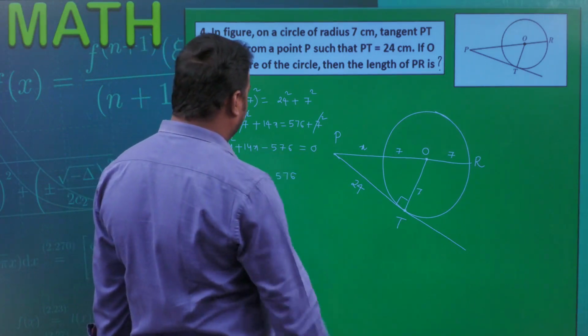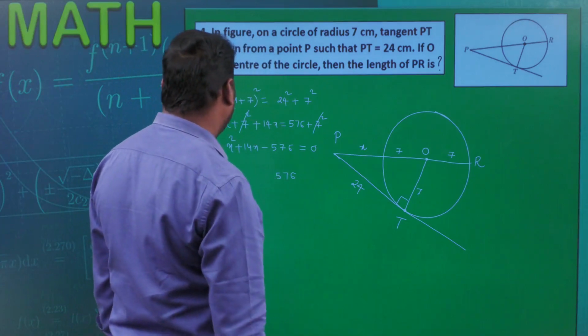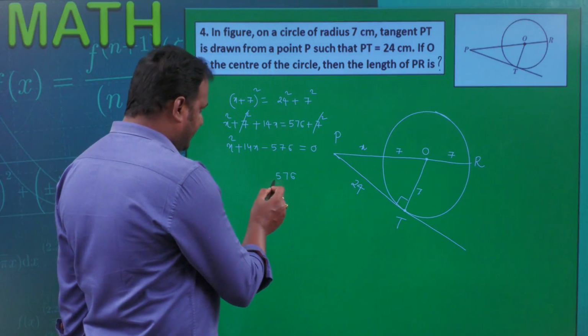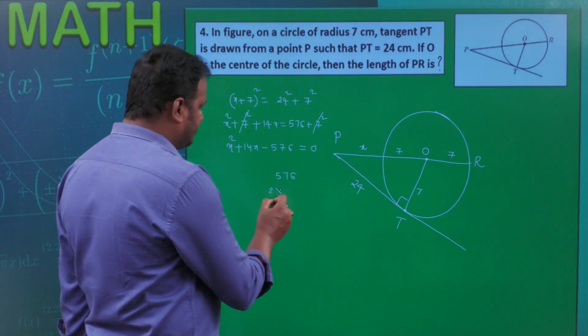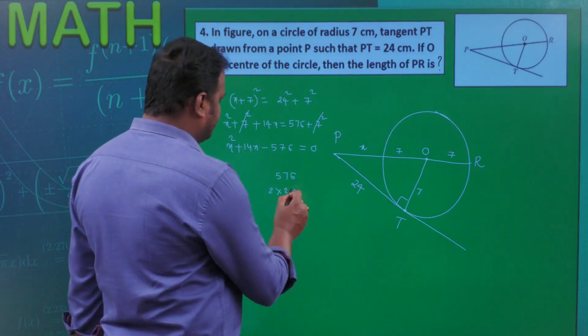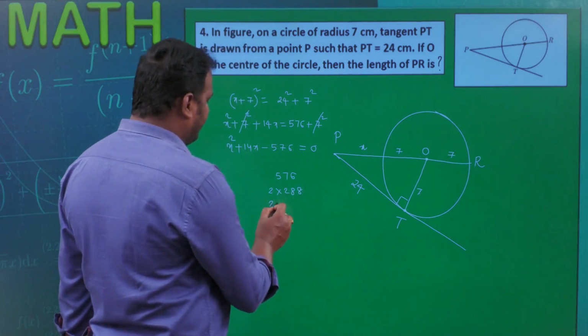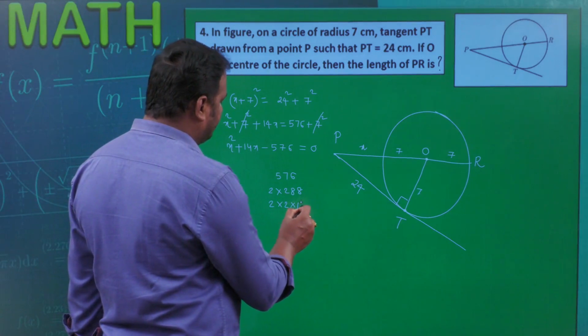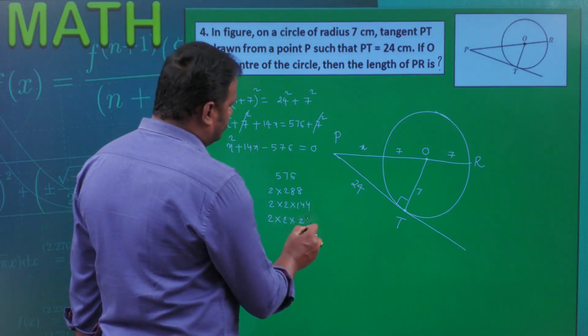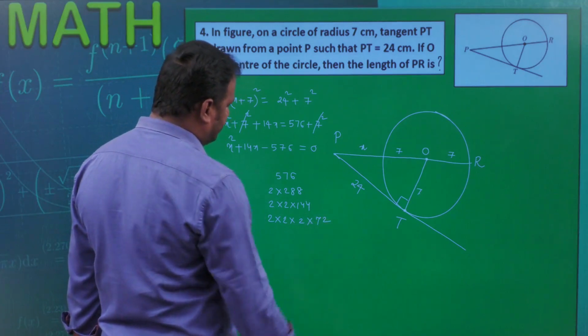I would say 24. 24 squared is 576, right? Yes, it is. Fine, I will go by factorizing that. Here it is 2 times 2, 2 2s are 4, 2 8s are 16. Again 2 times 144, and again 2 times 2 times 2 7s are 14, 2 2s are 4.